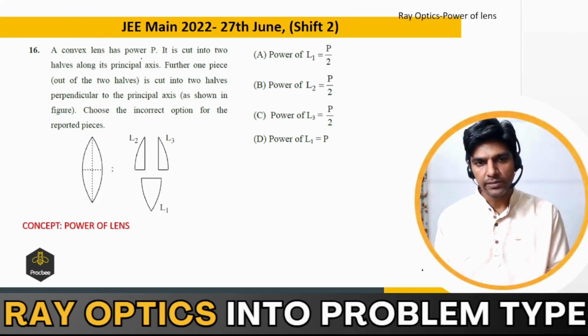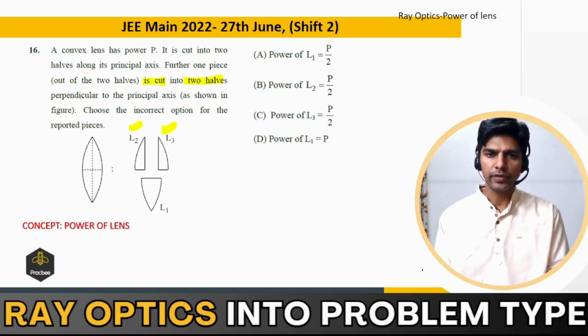A convex lens has a power P. It is cut into two halves along its principal axis. Further, one piece out of the two halves is cut into two halves perpendicular to the principal axis. Okay, so this one, these two, like this is perpendicular to the principal axis, right? Choose the incorrect option from the obtained pieces.